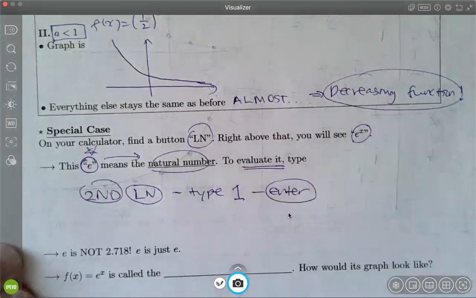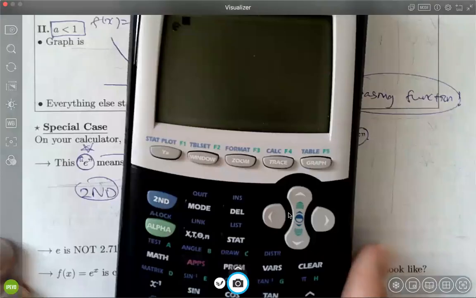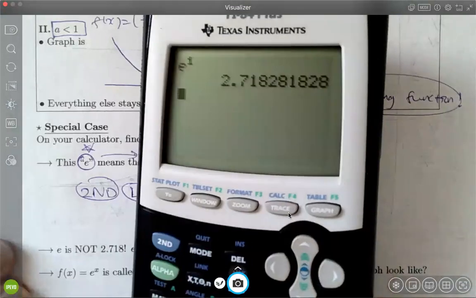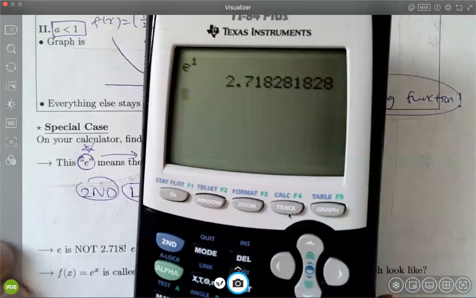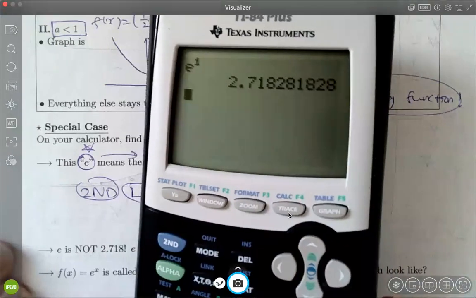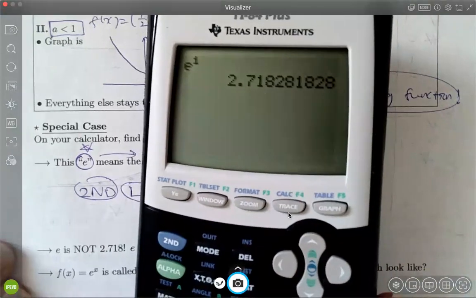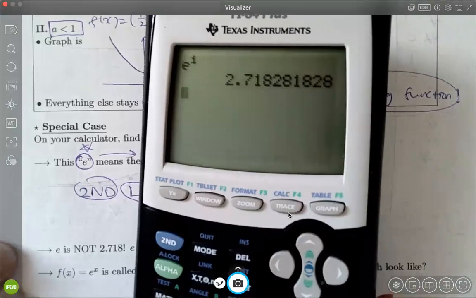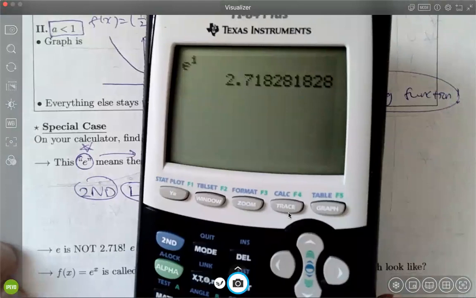So what do you get? 1 and then enter. You get 2.718281828. And if you see that, you are seeing the right thing. Now, this is a long decimal, but the problem is this is not the ending decimal.